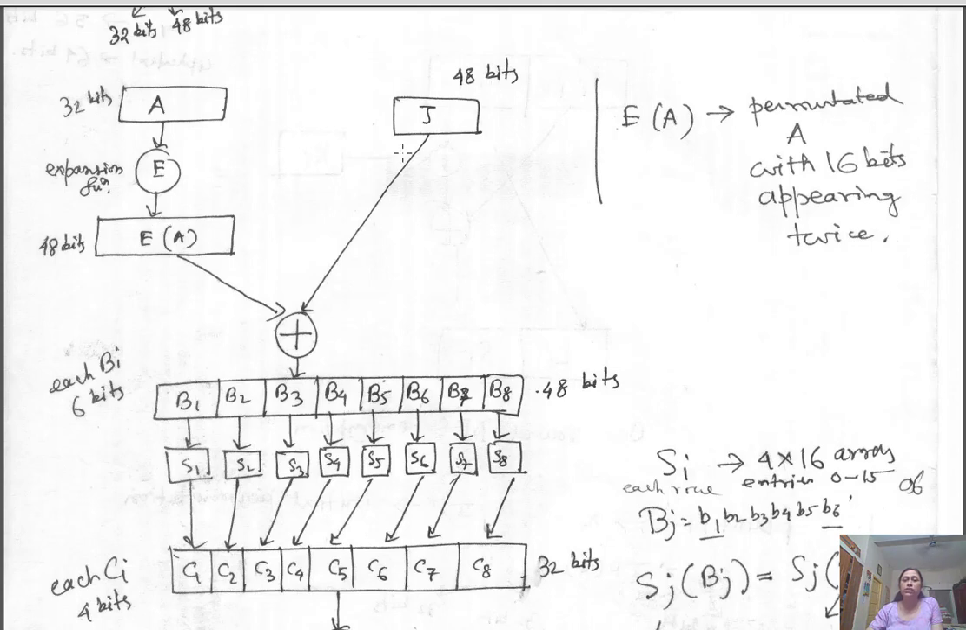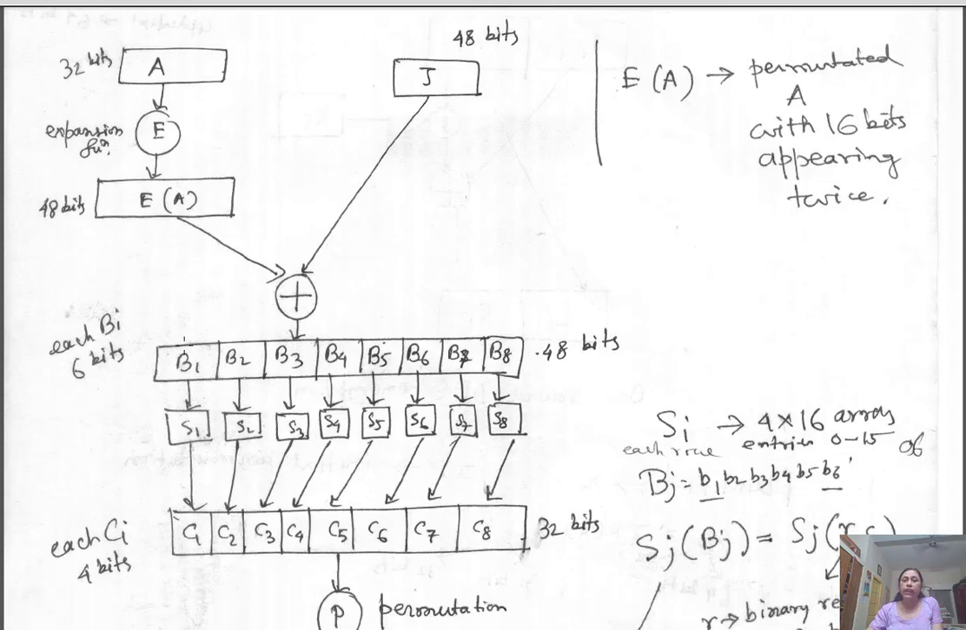Now you can XOR the 48-bit J and the 48-bit expanded A. When you XOR them, you get 48 bits. Now this 48-bit string is divided into 8 blocks, each having 6 bits. Each B_i is 6 bits.